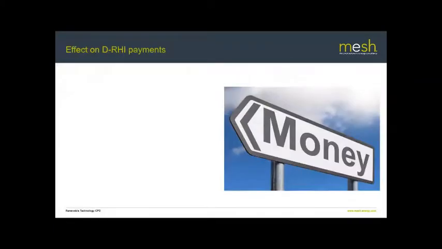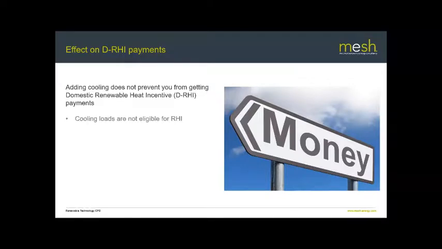Let's have a look at some of the effects on domestic RHI and other government subsidies. So domestic RHI doesn't directly allow for cooling. However, it doesn't prevent you from using a system that allows both heating and cooling. Cooling loads themselves are not eligible for RHI. However, where there's heating loads, these are eligible and would be assessed in the same way as a heating-only system.